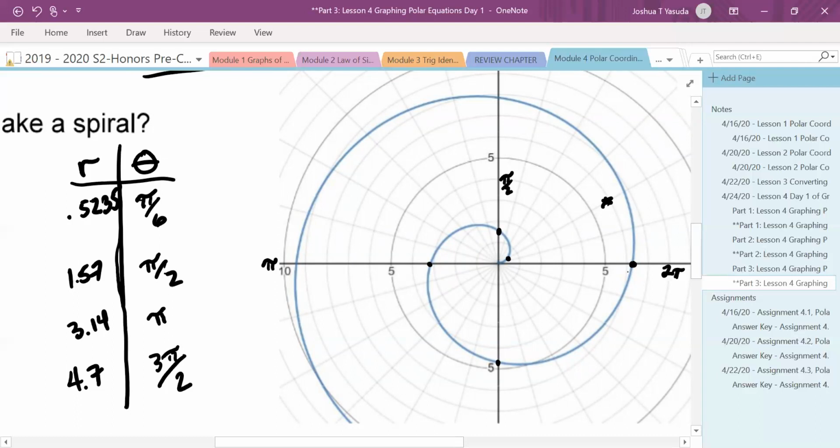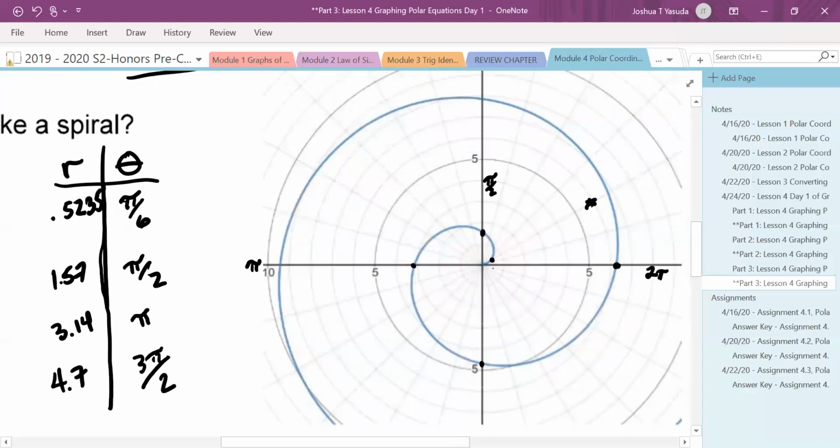So the reason it makes a spiral is because as the angle gets bigger, if you just go around, the first time around is 0 to 2 pi, but the second time around is 2 pi to 4 pi. And so the angles are essentially getting bigger. As the angle gets bigger, the radius gets bigger, and therefore you never see any of it touch each other. It just spirals out.